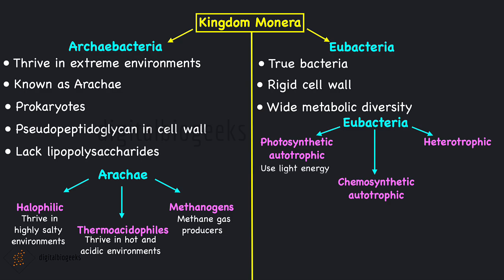Photosynthetic autotrophs use energy from light to convert water and carbon dioxide into a nutrient called glucose. For example, cyanobacteria or blue-green algae are able to do photosynthesis as they have chlorophyll. They can be colonial or filamentous.